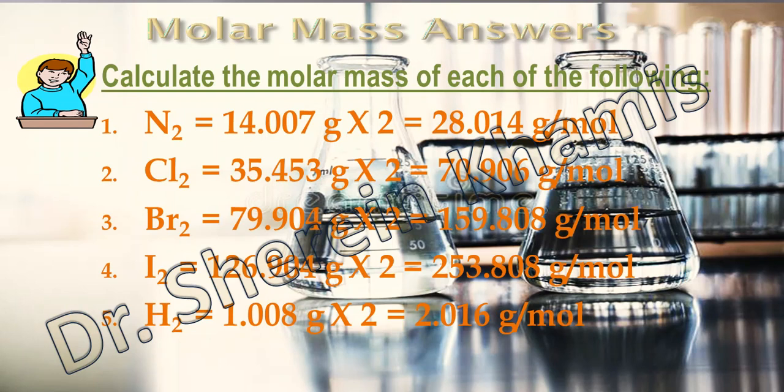Another one, I think it's easy for us in calculation. Hydrogen H2, its atomic mass is 1 times 2, it will give 2 gram per mole. Also, fluorine F2, atomic mass 18.998 times 2, it will give 37.996 gram per mole. So it's easy for us to calculate the molar mass.